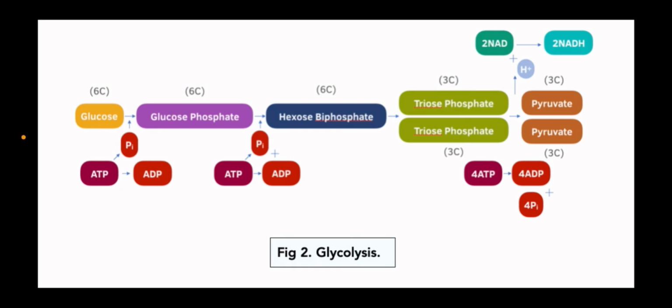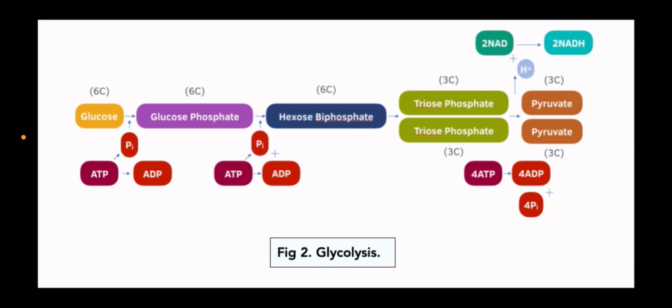We're going to be looking at respiration. Respiration can either be anaerobic or aerobic. Today we're going to be looking at aerobic respiration, which requires oxygen, unlike its counterpart, anaerobic respiration, which does not require oxygen. It's important to note that glycolysis is the first part of aerobic respiration. It is also the first part of anaerobic respiration.